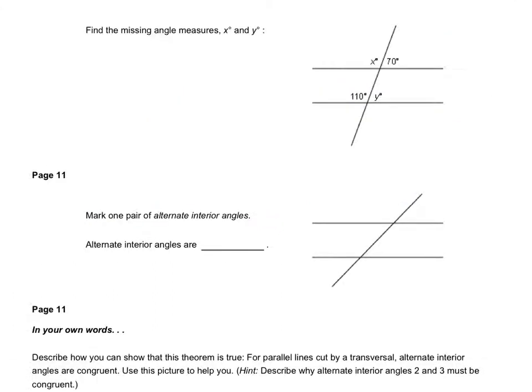So it says to find the missing angle measures for X and Y. Well, they told me that this angle was 70, which means that this angle must also be 70 because they are the exact same angle. And they told me this angle on the bottom half, the top left one, was 110. So the top left one on the other side is also going to be 110. So these are corresponding angles.